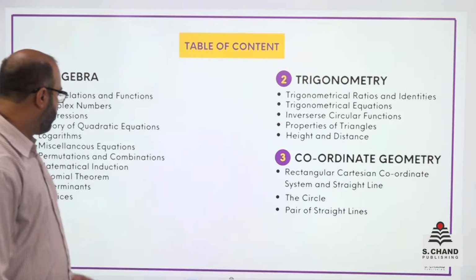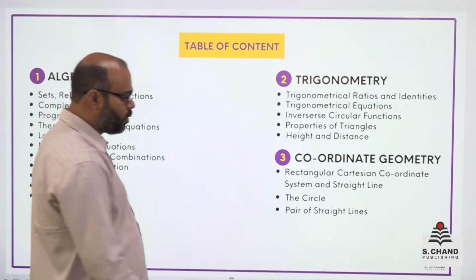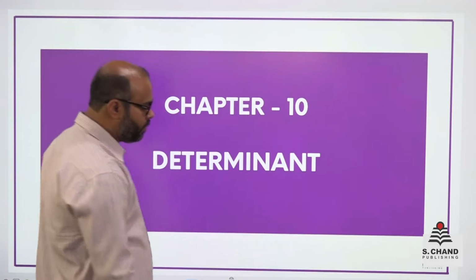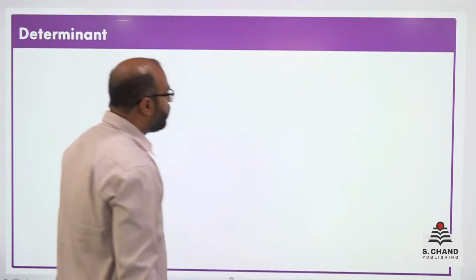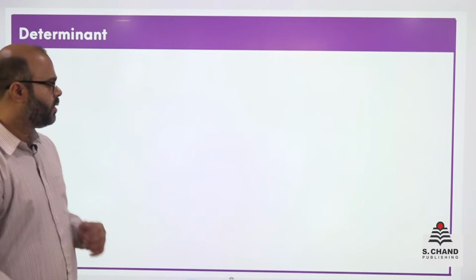Now let us see the chapter which we have to do today: determinants. The earlier chapter which we discussed was the binomial theorem. So this determinant is chapter number 10 of volume 1. Some of the basic concepts of determinants, first we will deal with that.